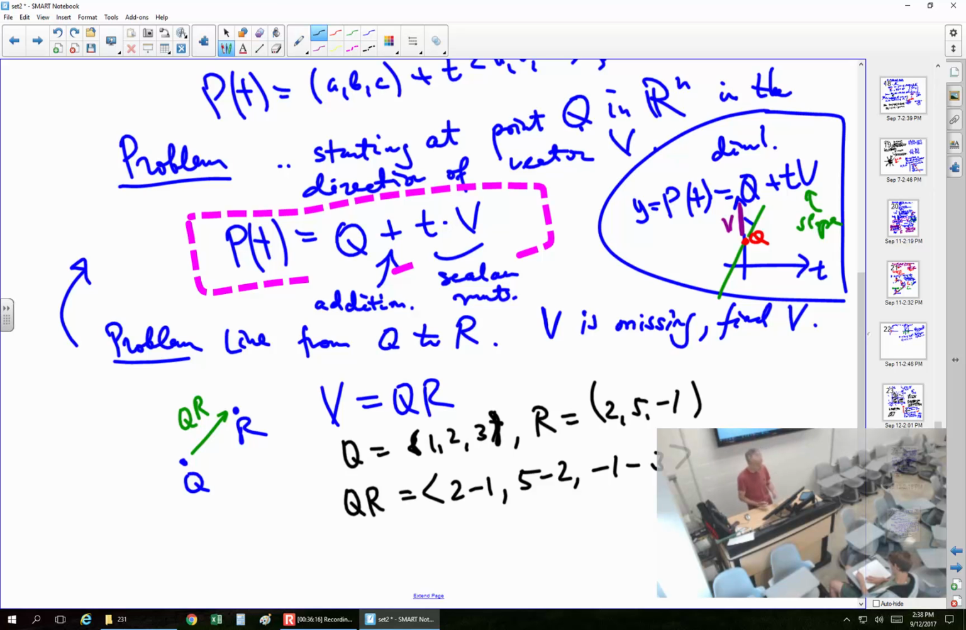Backwards, the direction sometimes matters, sometimes it does not. But if you are asked to represent the curve as a parametric curve, and you are told in which direction you go, then you better not be confused between QR and RQ. So that's why I'm subtracting Q from R rather than vice versa. So, and then the answer is 1, 3, negative 4. This is my direction vector.